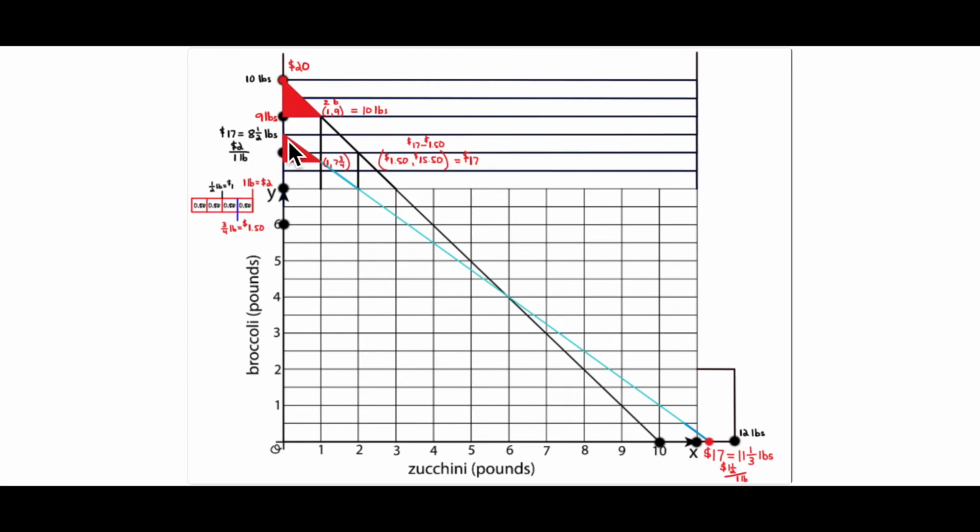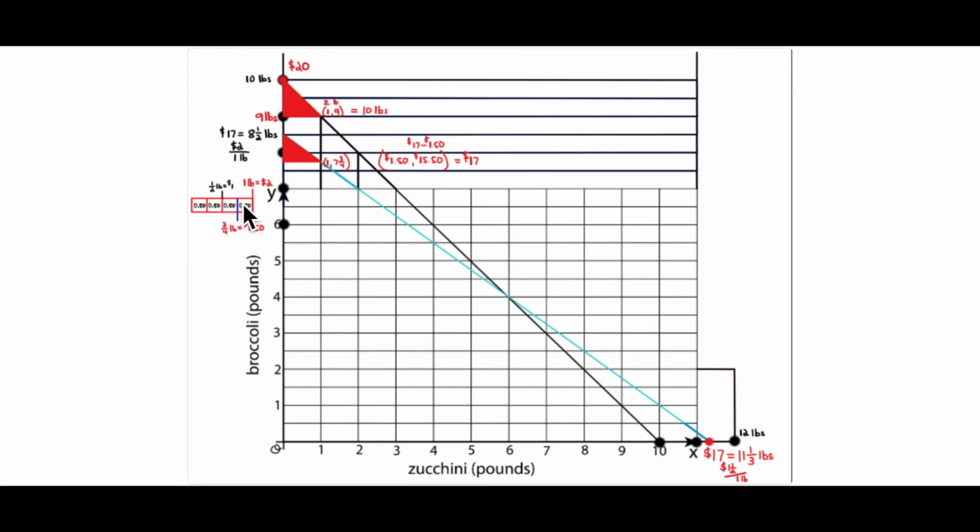So that starts out here, and now you trade 3/4 of a pound of broccoli for 1 pound of zucchini, because 1 pound of zucchini costs $1.50, and 3/4 of a pound of broccoli also costs $1.50. So you want to stay on this same value of $17. So this is 3/4 of a pound. So this is 1/4 of a pound more. You get 1 pound of zucchini because zucchini costs less, so you need more of it to make up that $17. So you need 1/4 of a pound more.